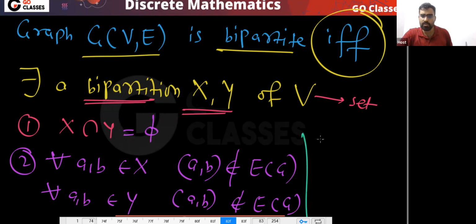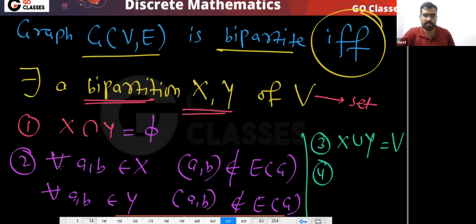And let me tell you the third condition also. X union Y must be V. And the fourth condition is that X comma Y can be empty also.